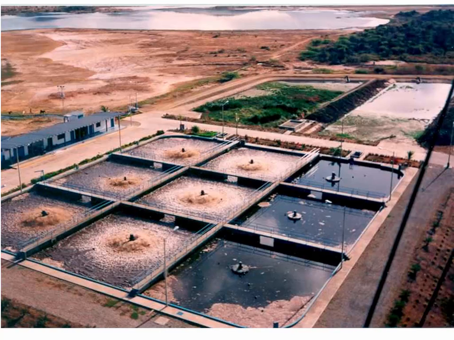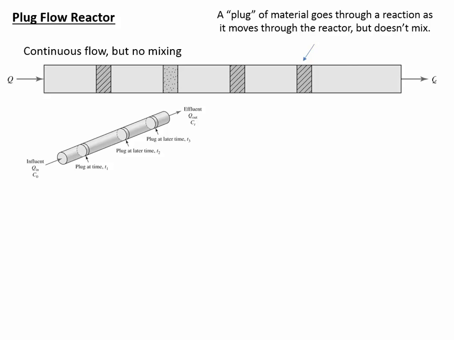Let's talk about the next kind of reactor. It is called a plug flow reactor. You can think of it simply as a pipe. Water is flowing through a pipe. It enters the pipe at one end and the reaction begins as soon as it gets into the pipe.